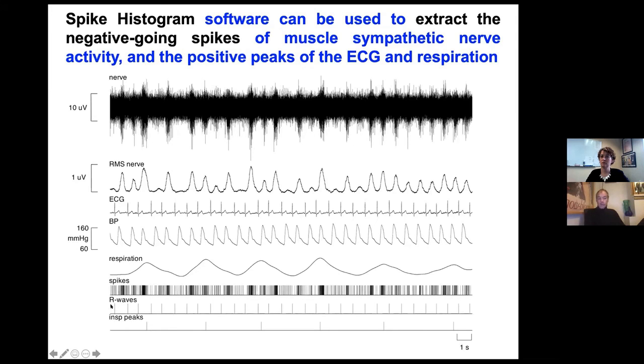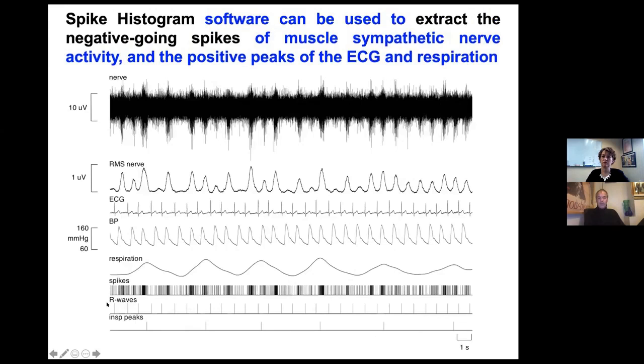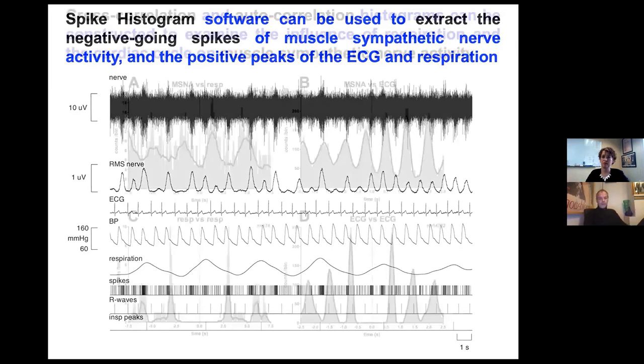We've also used this same software to detect the R waves of the ECG and also the inspiratory peaks of the respiratory signal. So now we have these timing events of, in this case, muscle sympathetic nerve activity, the R waves of the ECG, and the inspiratory peaks of the respiration, and we can generate autocorrelation and cross-correlation histograms. Also a feature within spike histogram.